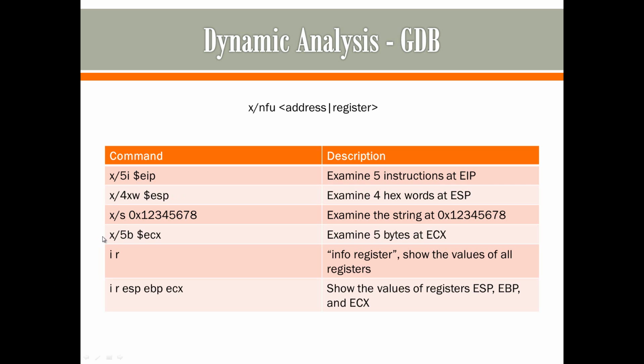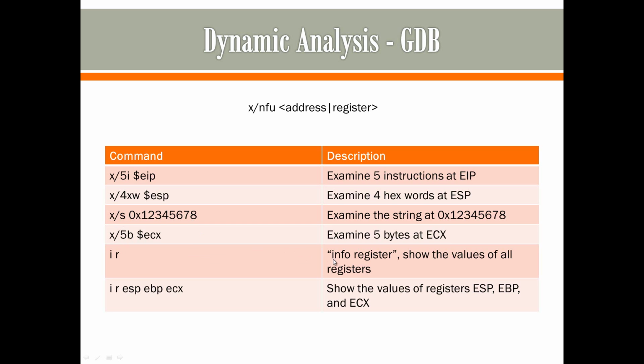Okay, so let's look at the next one. We want to examine 4 hex words at ESP. Okay, that makes sense again. Now let's skip down here to, we want to examine 5 bytes at ECX. So it's not too bad, it's just a little odd the first time you see it. And here again is how you examine a string. It's simply X and then S for string and the address. Examine the string at this location.